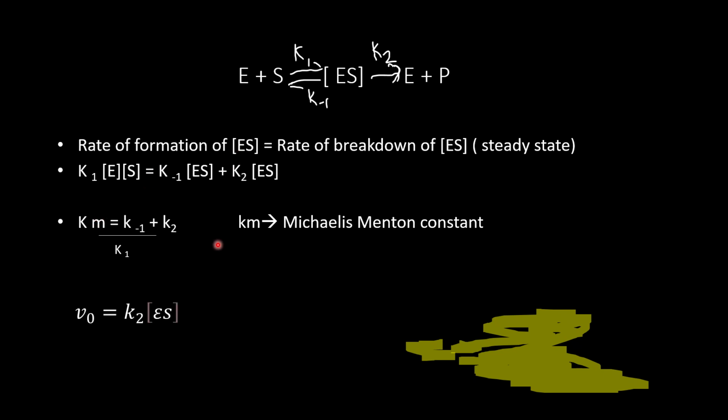And we assume one more thing, that V0, the initial velocity, is dependent on this reaction, that is K2 into ES. So these are the assumptions made to derive the Michaelis Menten equation. We are not going into the exact derivation of how it is derived. These are the assumptions we make to obtain this equation. That is the Michaelis Menten equation.